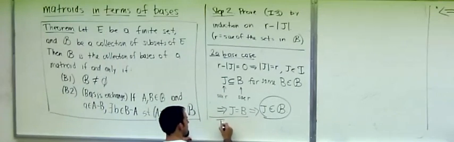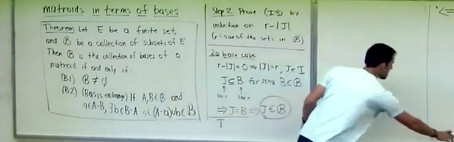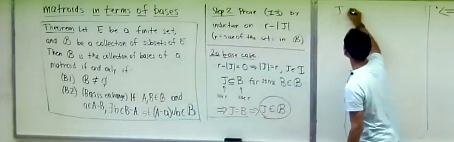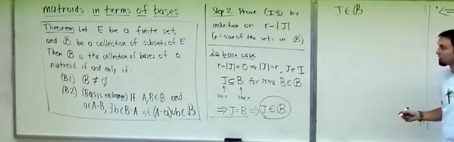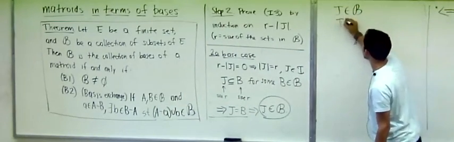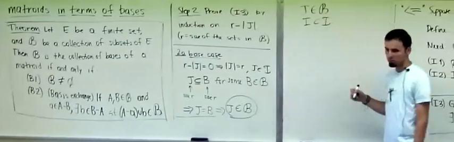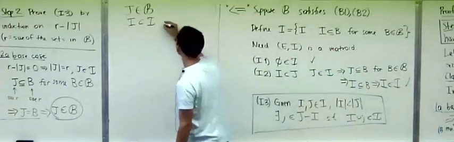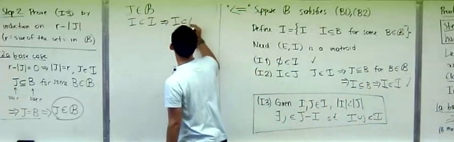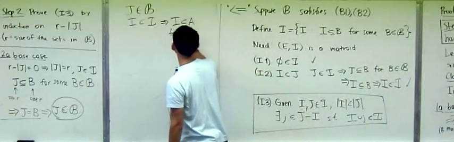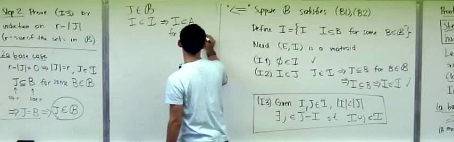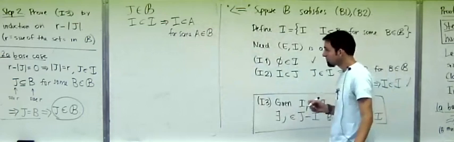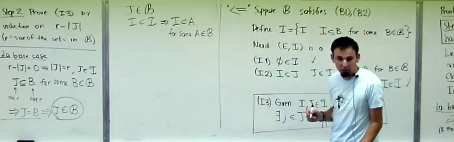So J is in B. I just proved that here. And I is in script I, which by definition means that I is a subset of something in B. I is a subset of A for some A in B. And now I want to draw a little Venn diagram of my situation that I have here.